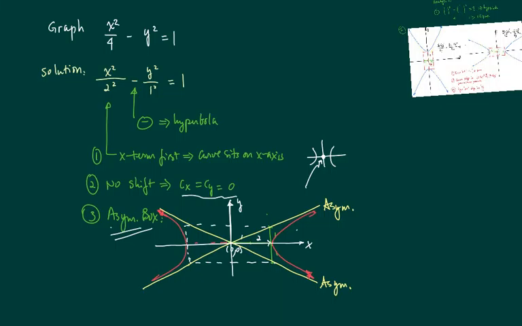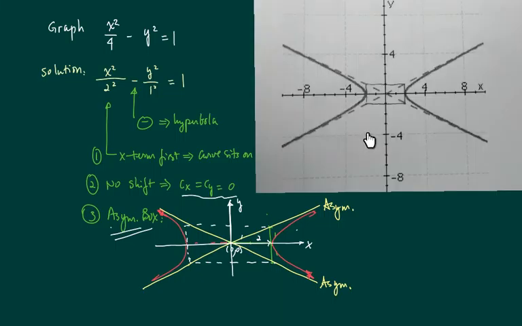Next slide, let's take a look at the computer generated graph. Alright, so here's the computer generated graph. As you can see, it duplicates what we have here, and here's the box. The asymptote box is what's important.